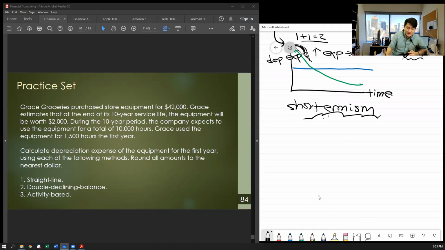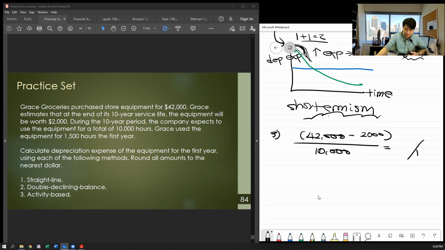For activity-based, let me just quickly do it. For activity-based, you're going to use the original cost of that asset. In this case, you're going to use the residual value, and you're going to divide it by the expected service hours, which was 10,000 hours. So for every hour spent on this asset, the company will depreciate, oh my God, 4. I hope I'm right. So $4 per hour.